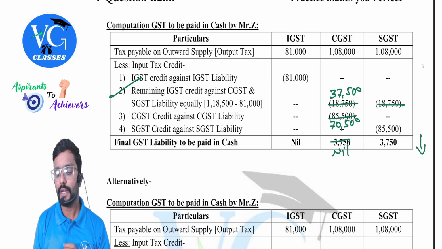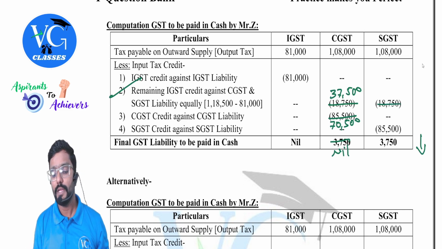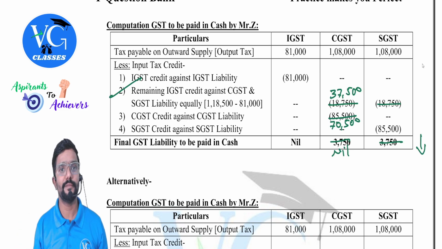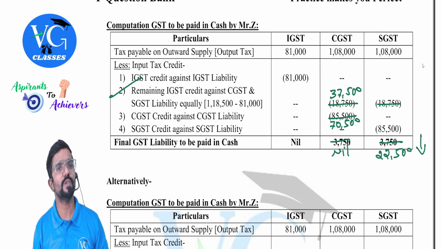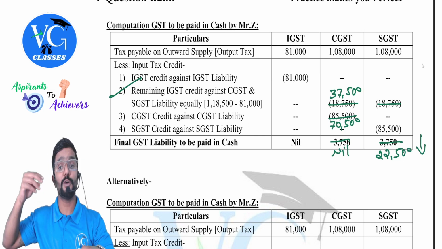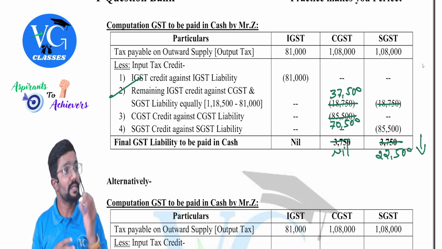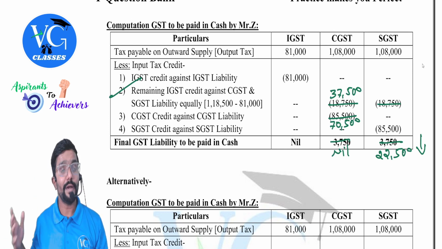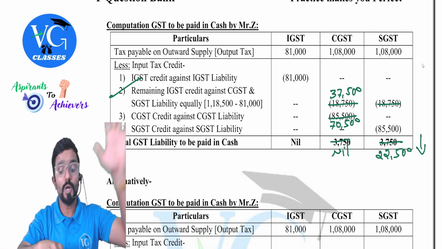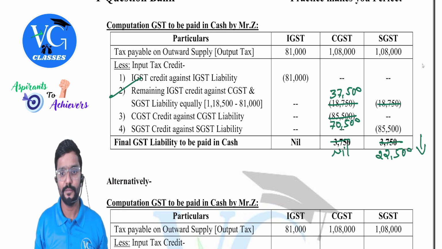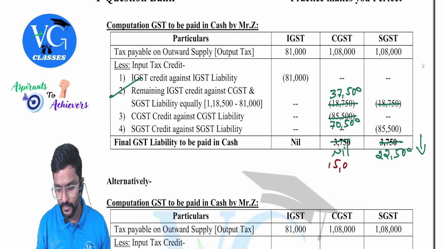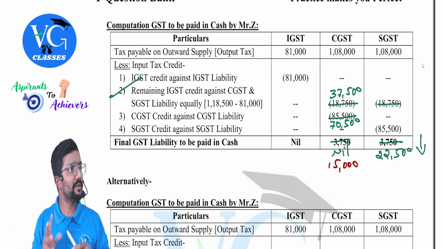Now see, here I cannot adjust anything, 0. And CGST credit, how much do I have? 85,500. At the end, I will end up paying how much? 1,08,000 minus 85,500. 22,500. Is it a wise decision? No, sir. In my previous case, how much was totally paid? 3,750, 3,750, 7,500. Now, what I am paying through cash will increase. No doubt, people, I will get the remaining credit. What is the remaining credit? 85,500 minus 70,500, 15,000. I will carry this 15,000 credit to the next month.